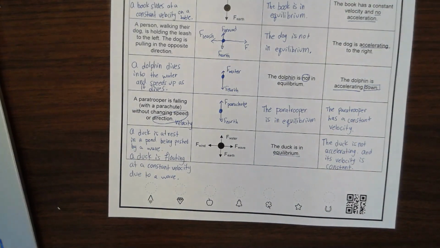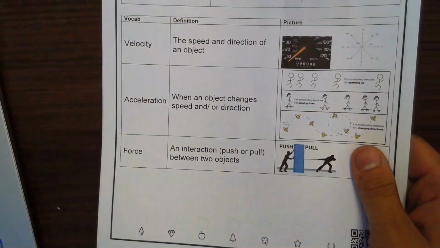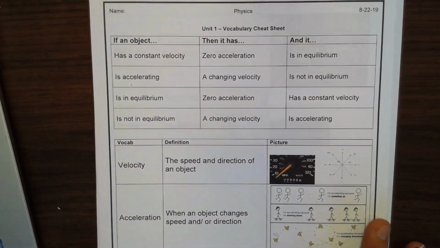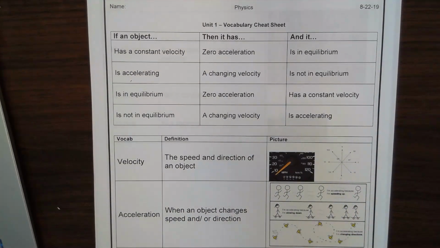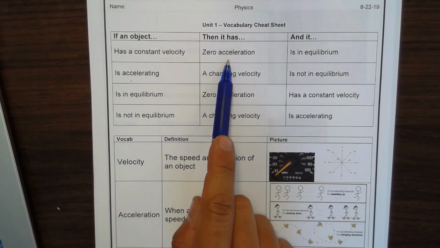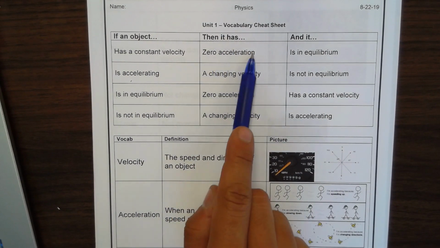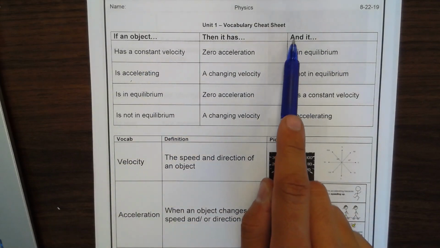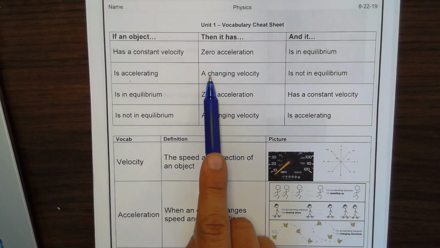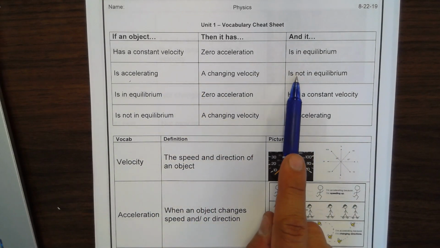So if you're watching this, I'm also going to go ahead and show you something else that will be helpful. I would encourage you to write this down elsewhere. And that is this cheat sheet right here. Okay? You can't use this on the quiz tomorrow, but it is good to know. If an object has a constant velocity, then it has zero acceleration. So my velocity is not changing, it's constant. And it's in equilibrium. If it's accelerating, it has a changing velocity, and therefore it's not in equilibrium.